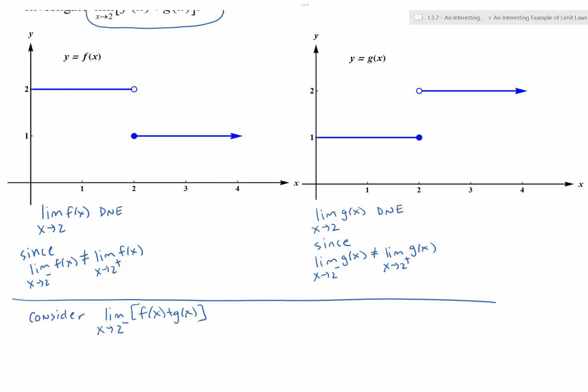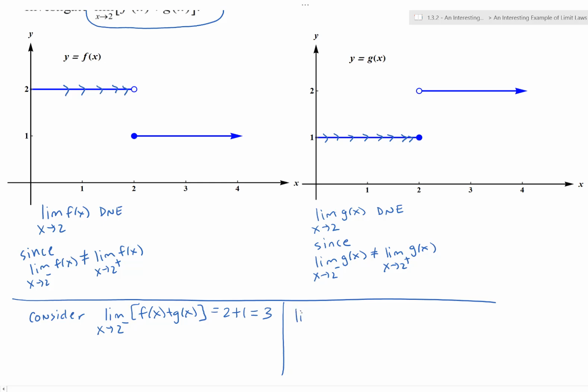What's happening here is x goes to 2 from the left. Well, notice that f is getting closer and closer to 2 as we approach 2 from the left, whereas g is getting closer and closer to 1 as we approach 2 from the left. So if we added these two functions together, they would be getting closer and closer to 2 plus 1, which is 3. So we can see here that the left-hand limit exists for the sum of the two functions.